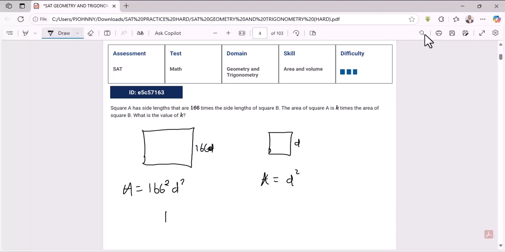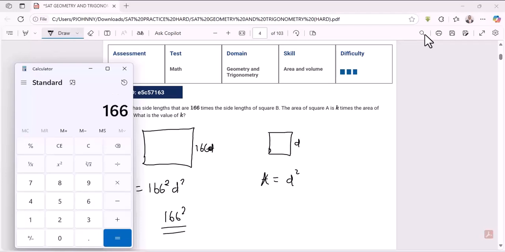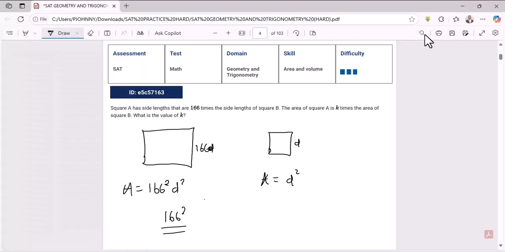So that means it's 166 squared times the area of B. So what's the value of K? So K is 166 squared, right? 166 times 166, you have 27,556. So this is the value of K. Okay.